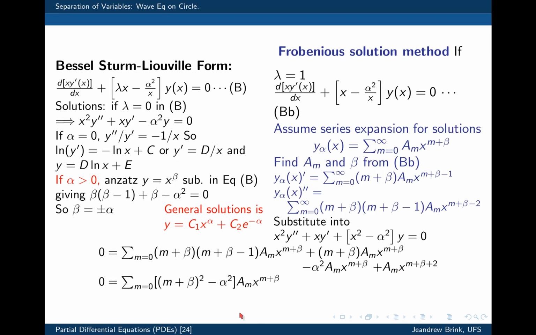So the first part is everything that is a_m x to the m plus beta, which I've now grouped together. So there's the m plus beta squared, minus m plus beta, plus m plus beta, so they cancel, minus alpha squared. All these terms over there, I've put in that first term.